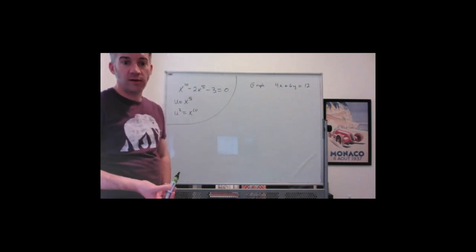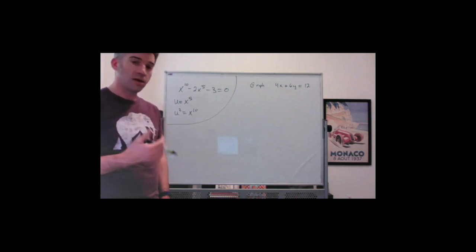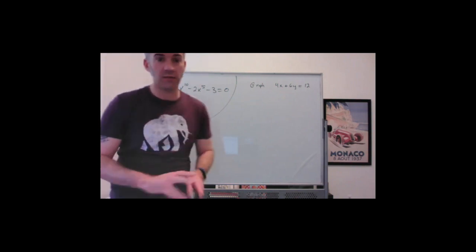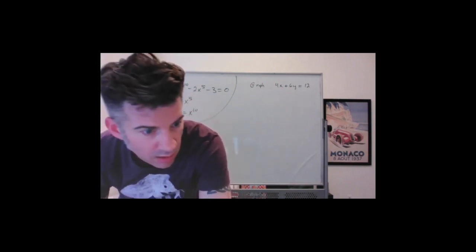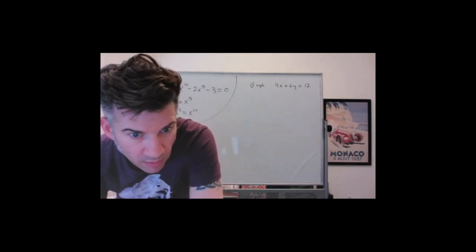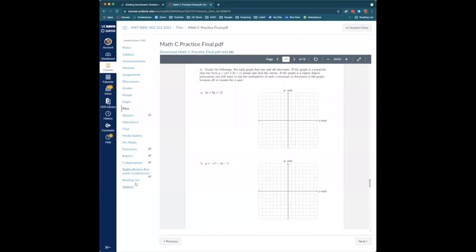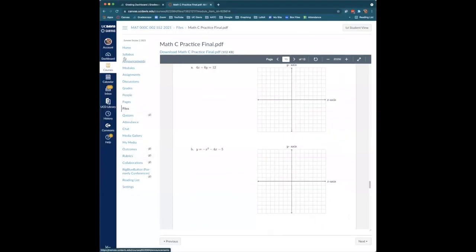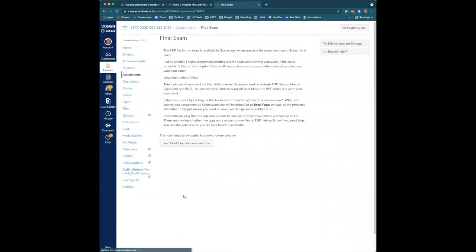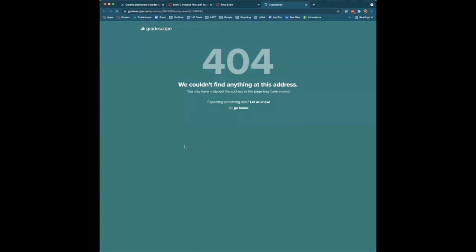So the final can be found. It's not in the modules. It's in the assignments. So we click on assignments and then scroll down. In fact, let me show you. Why don't I just do that instead? So let's go to assignments. And if you scroll all the way down to the bottom, there's the final exam right there. And you click on the final exam and it should take you to the correct place in Gradescope.